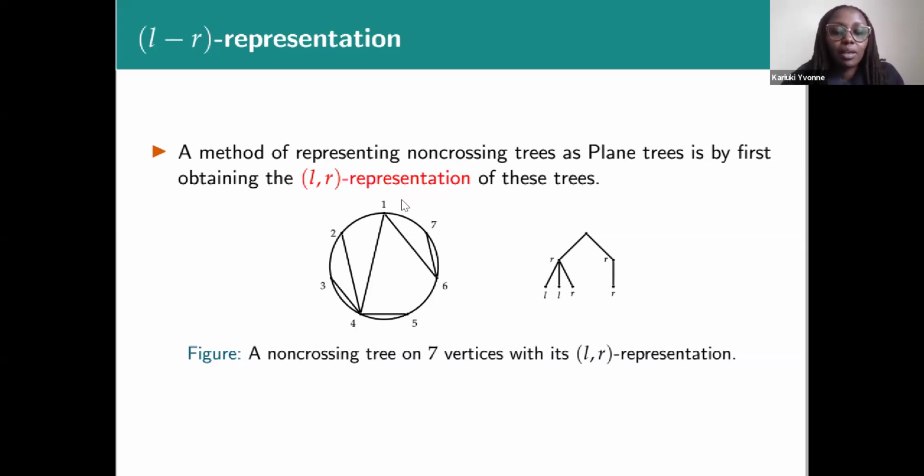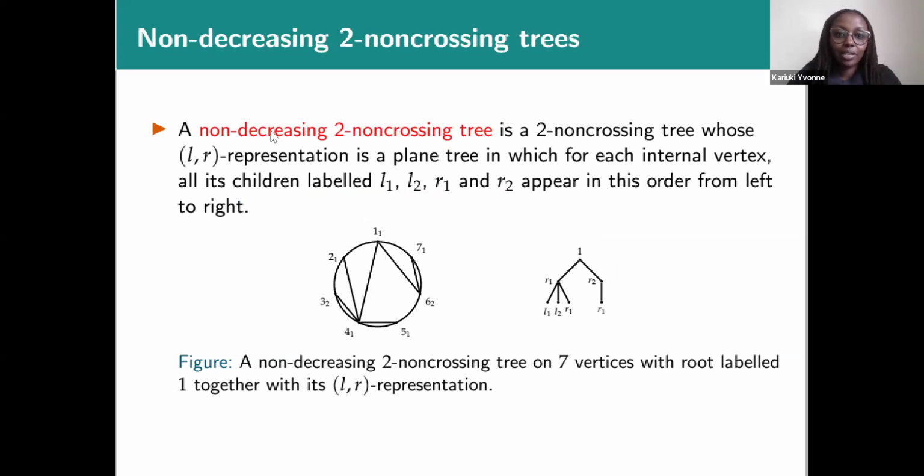So we are going to apply and borrow this method of representing the k non-crossing tree as plane trees to make the enumeration of our trees easier. So by use of the LR representation, this now brings me to the set of trees that I am giving a talk on. We call them the non-decreasing 2 non-crossing trees. Non-decreasing can also be referred to as weakly increasing, meaning these trees, once we get the LR representation from the non-crossing tree, when we get the plane tree, there is an order in which we are going to be labeling the L's and the R's. So first of all, it's a 2 non-crossing tree, meaning all our vertices are going to be labeled either 1 or 2. You can consider this in terms of a binary representation where we have 0s and 1s. It's a bit easier to understand that way.